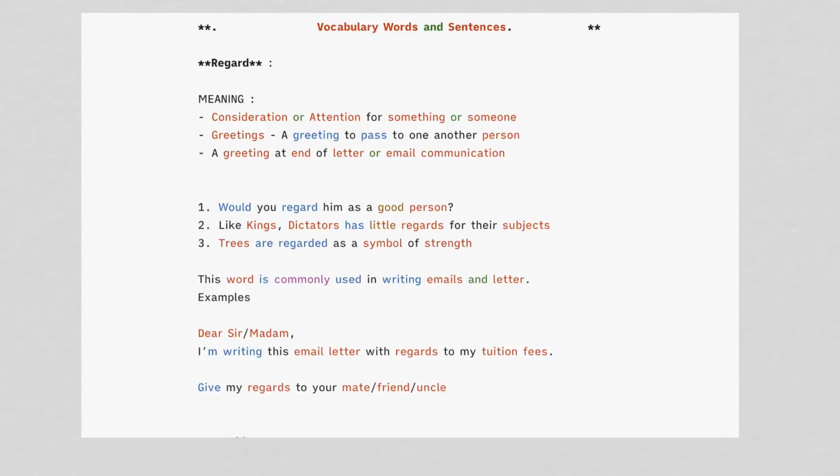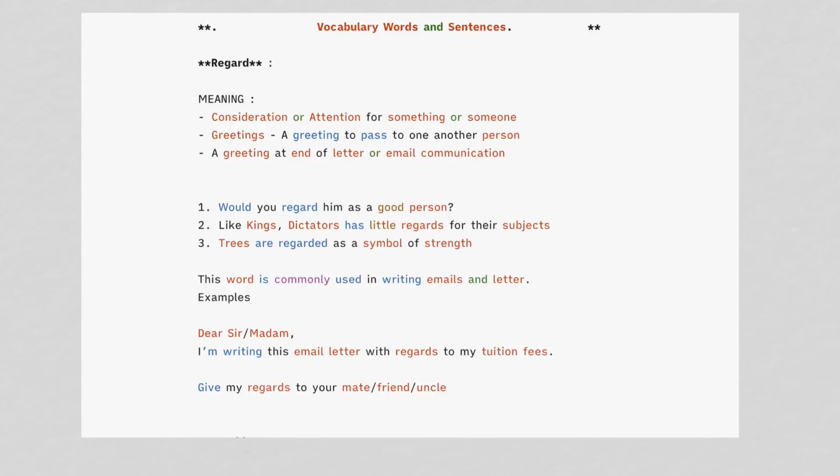The last sentence, sentence 3, is also in terms of consideration. Like trees are regarded as a symbol of strength. Regarded here means considered as a symbol of strength. This word is commonly used now. Another meaning of regard we use is in terms of a greeting at the end of a letter or email communication.